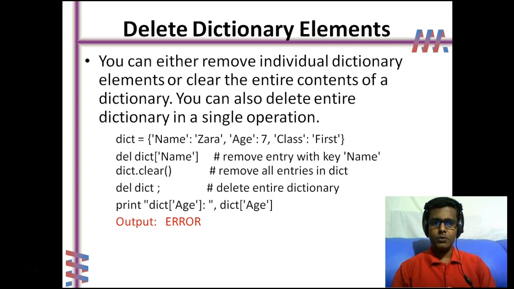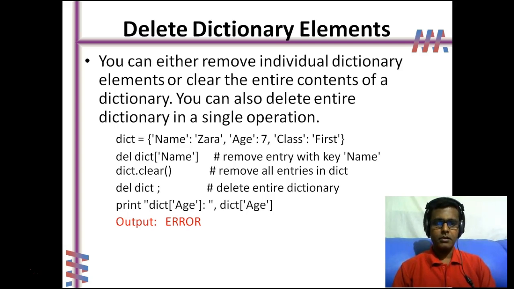Next you see how to delete some items from the dictionary. This is my same dictionary. Now how do you delete a particular entry from the dictionary? You just use the keyword del, then dictionary of the key, dictionary of name. That will remove the entry with the corresponding key called name. After I do this operation, del dictionary of name, when I try to print the name, it will give you an error.